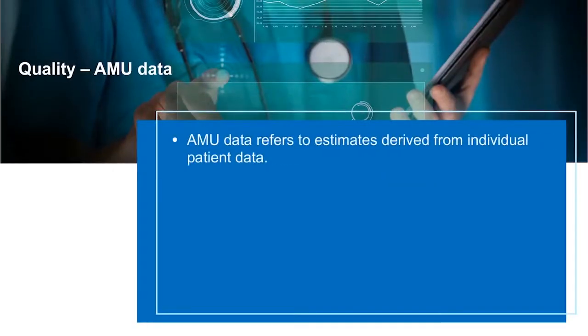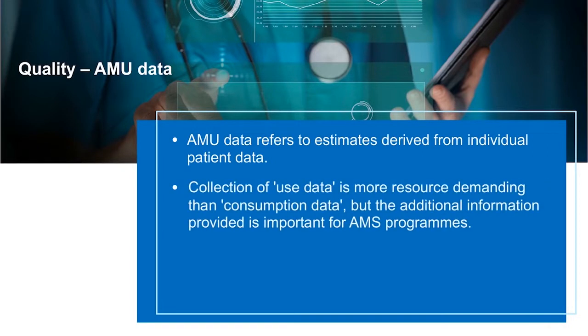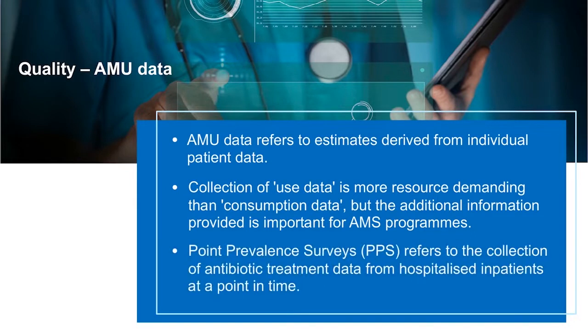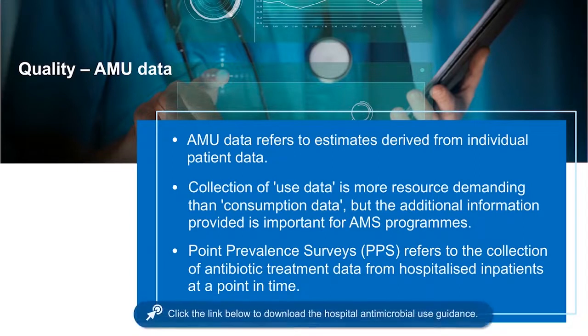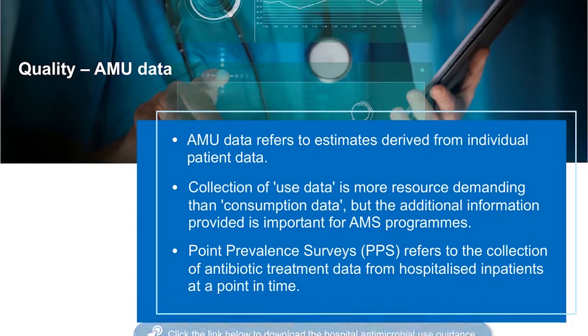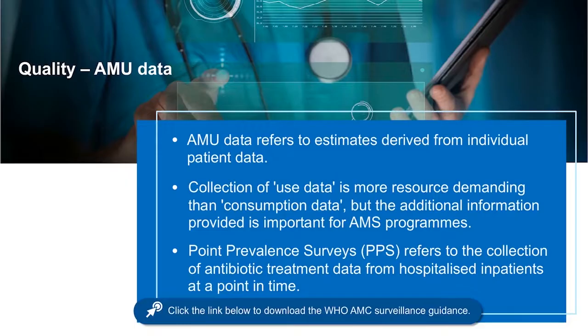AMU data refers to estimates derived from individual patient data. Collection of use data is more resource demanding than consumption data, but the additional information provided is important for AMS programs. Point Prevalence Surveys, or PPS, refers to the collection of antibiotic treatment data from hospitalized inpatients at a point in time.